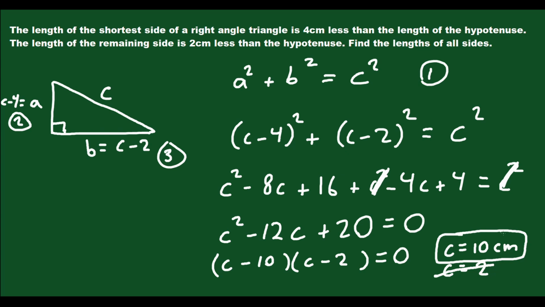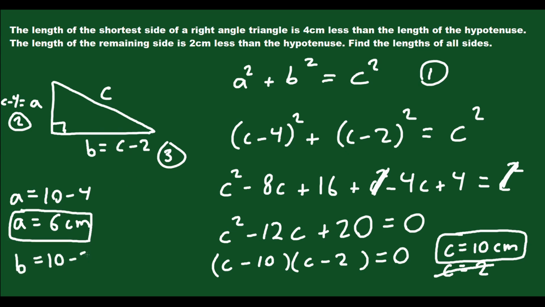So C is 10 centimeters, and based on these other equations, 2 and 3, we can find A and B. Right? A is equal to C minus 4, so 10 minus 4. Therefore, A is equal to 6 centimeters. B is equal to C minus 2, so in other words, 10 minus 2, so B is equal to 8 centimeters. And now we're done, right? We've solved for A, B, and C. Okay, let's do another question.